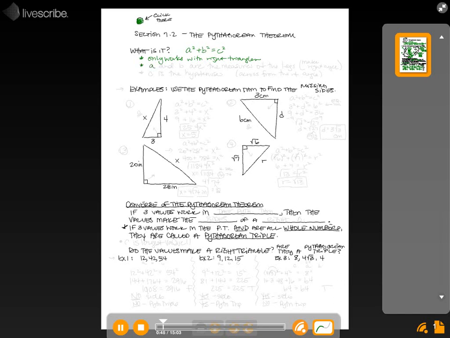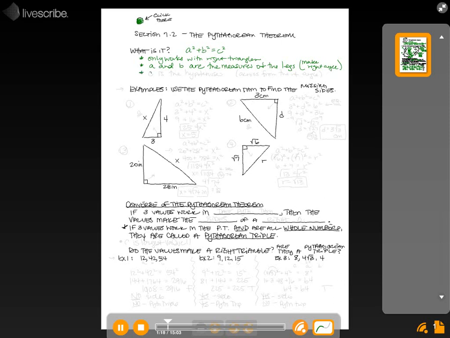Second thing is that A and B are the measures of the legs, or the sides that make up the right angle. The legs of the right triangle, again, are the two sides that make the right angle. They make our right angle.